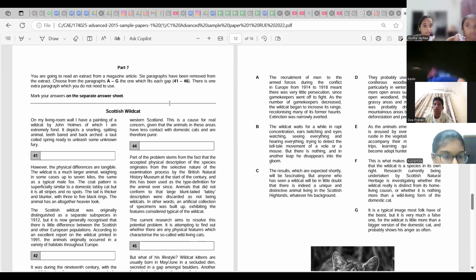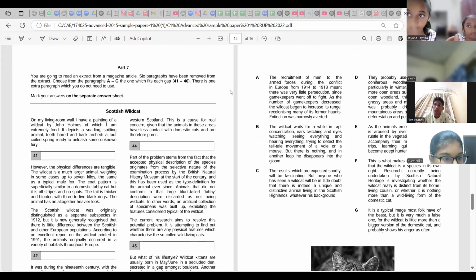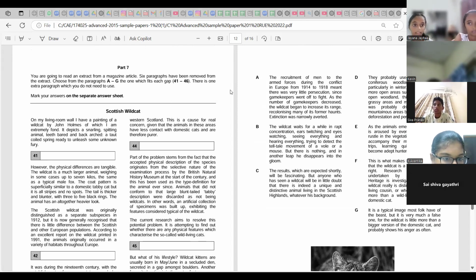Right. So this is one of the challenging things there in CAE. Not only CAE, FCE also. Kids who have done FCE might have seen the gap text, right? Jada, for you, Scottish wildcat is the straightforward title. That's a straightforward thing.